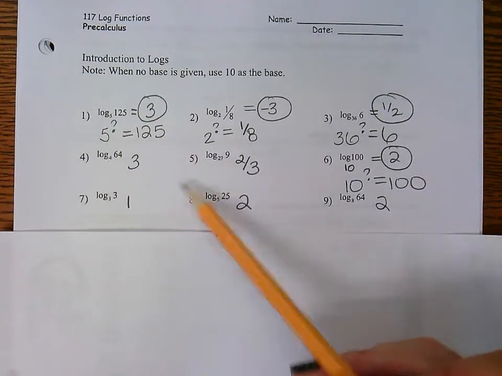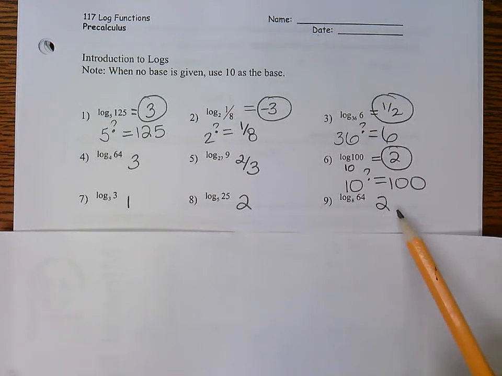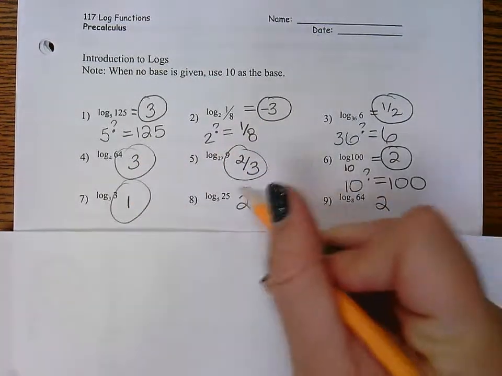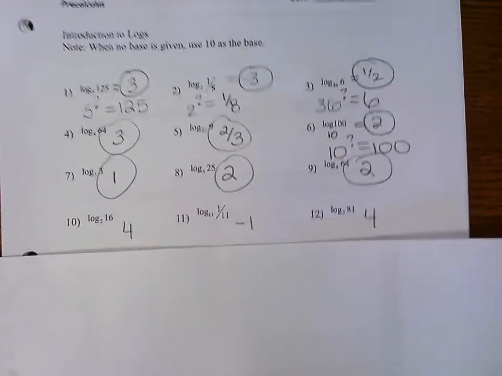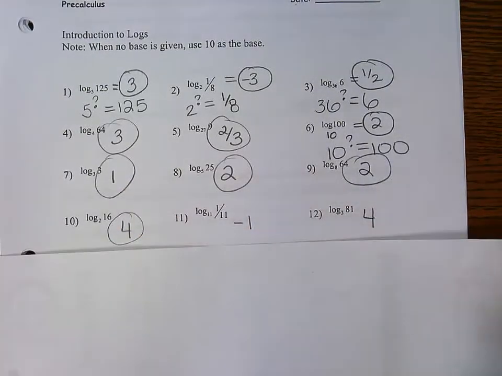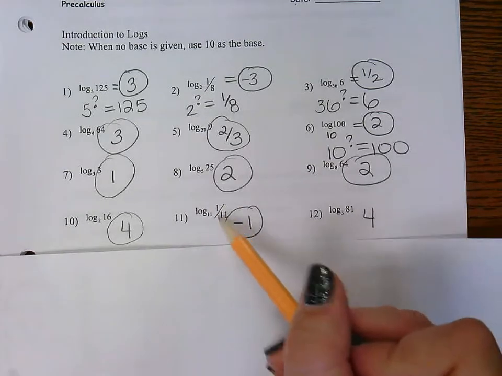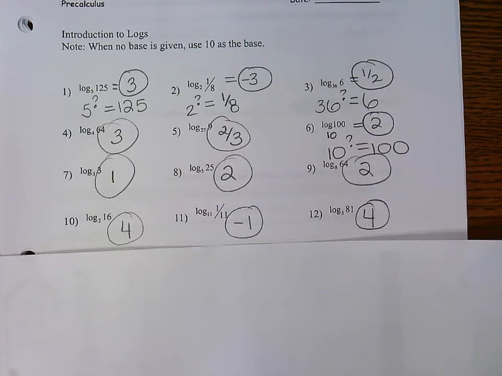3 to the first is 3. 5 squared is 25. And 8 squared is 64. Maybe I'll circle these. Good on that row? And then 2 to the 4th power is 16. 11 to the negative first power flips it over. And 3 to the 4th is 81. Sound good?